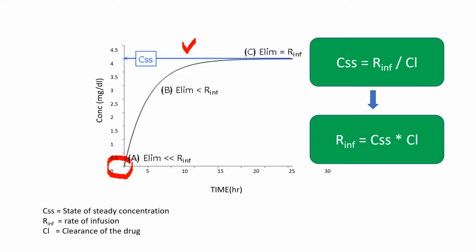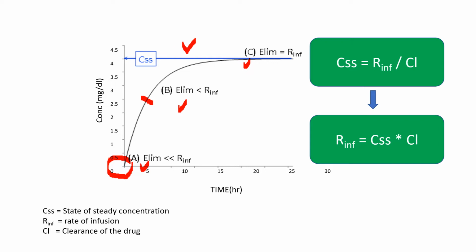So now let us try to understand what exactly this graph is. There are three time points: one is A, one is B, one is C. At time point A, the elimination is very slow because we have given the drug for the very first time. It is still in the venous circulation. In that case, the plasma concentration of the drug will rise sharply. You can see there is a sharp rise in the plasma concentration. And at point B, the elimination starts and hence the rate of increase of plasma concentration slows down.